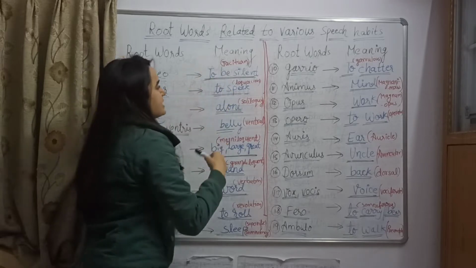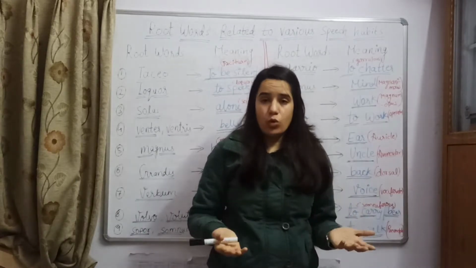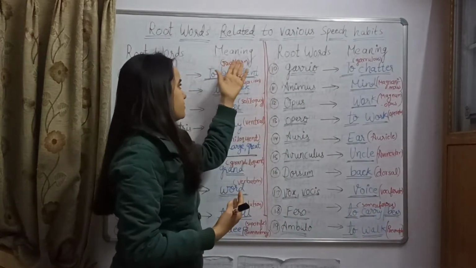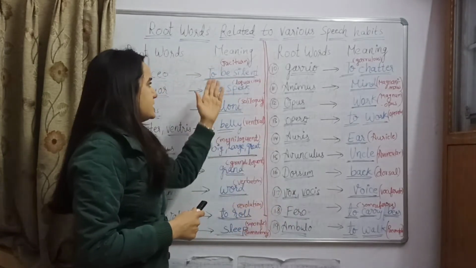So the one who is silent, who is quiet all the time, who doesn't talk too much or who doesn't talk at all, we will say he is taciturn. He likes to be quiet all the time. So we will say he is taciturn.